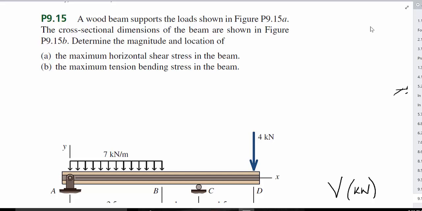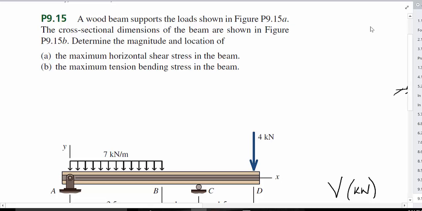Hello, another example problem. This time it's 9.15. It says here a wood beam supports the load shown, and the cross-sectional dimensions are also shown, and we're just asked to determine the magnitude and location for the maximum horizontal shear stress and the maximum tension bending stress.